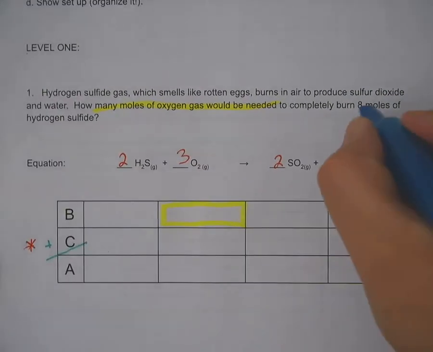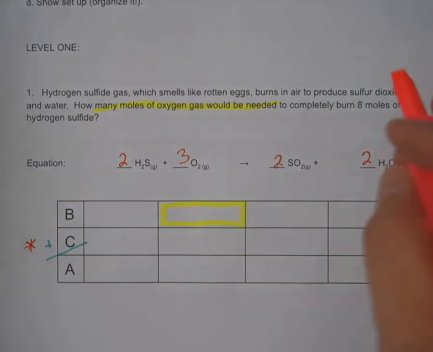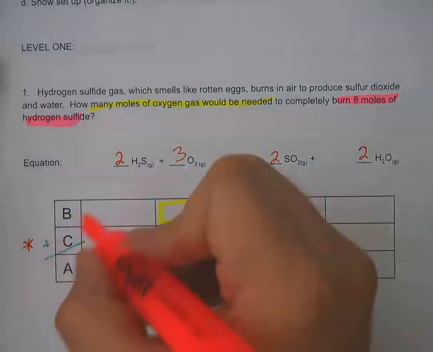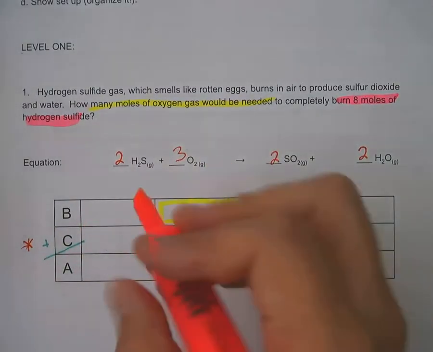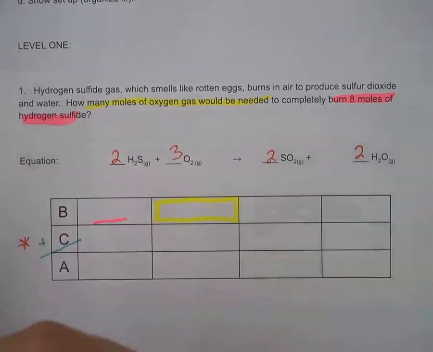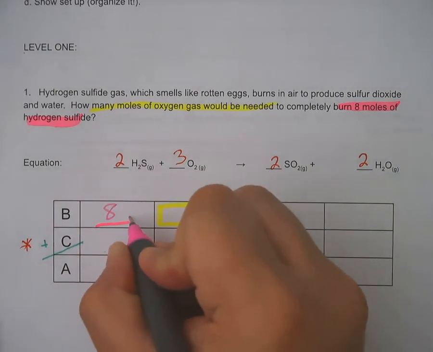And they give us this fact. Let me use a different color here, let me use pink. They give us 8 moles of hydrogen sulfide, which means that we're going to put 8 right in this box here. I'll underline it. I'll use a pink marker. You should be able to see 8. We're going to put an 8 here. Now this means 8 moles.